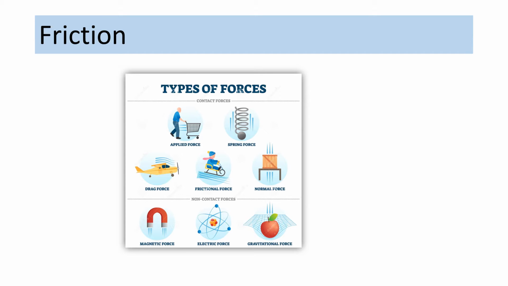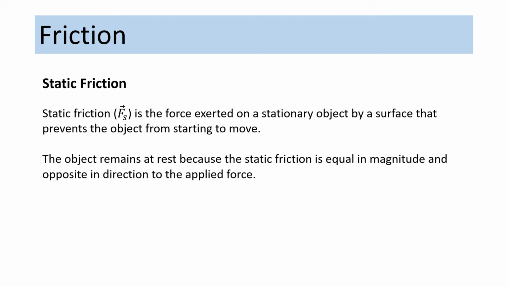Types of forces. Friction. Static friction is the force exerted on a stationary object by a surface that prevents the object from starting to move. The object will remain at rest because the static friction is equal in magnitude and opposite in direction to the applied force.